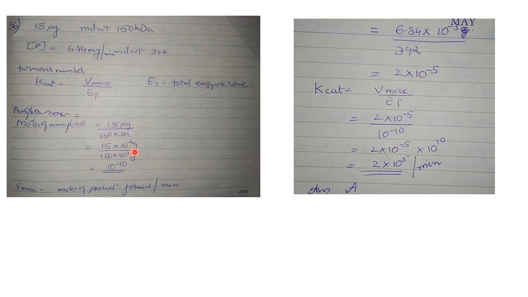That is 15 into 10 raised to minus 6 grams divided by 150 into 10 raised to 3 grams. That will give you 10 raised to minus 10. Now Vmax is equal to moles of product formed per minute. So that is equal to 6.84 milligrams or 6.84 into 10 raised to minus 3 grams divided by molecular weight 342, that is 2 into 10 raised to minus 5, and that is the Vmax.